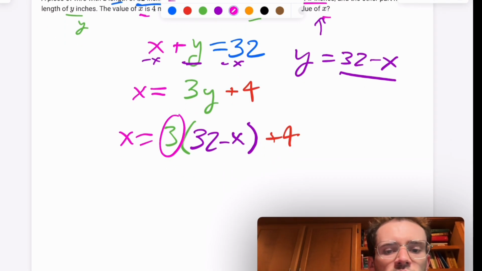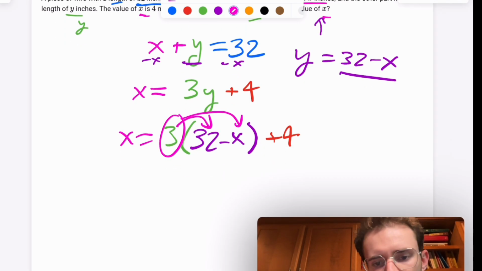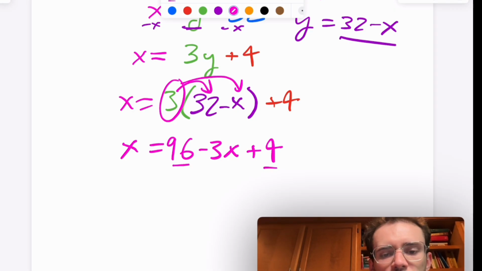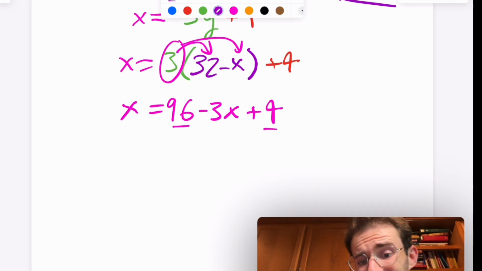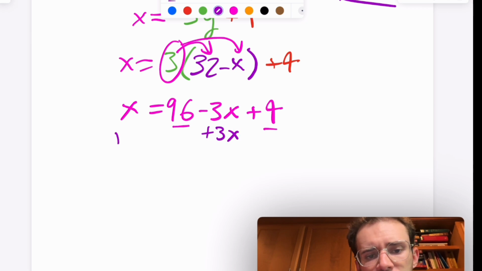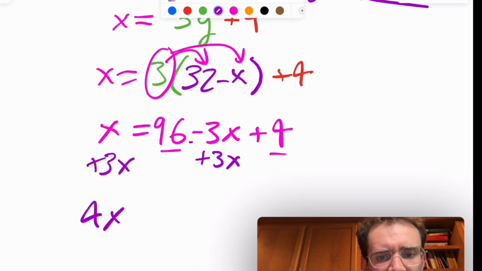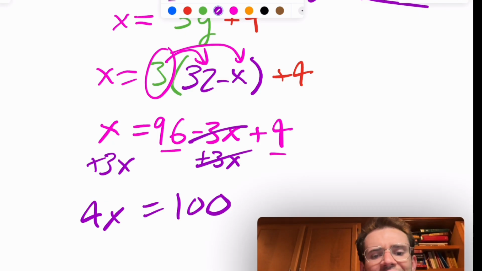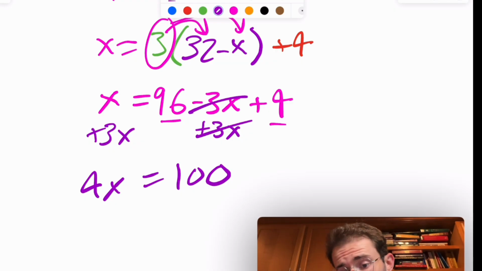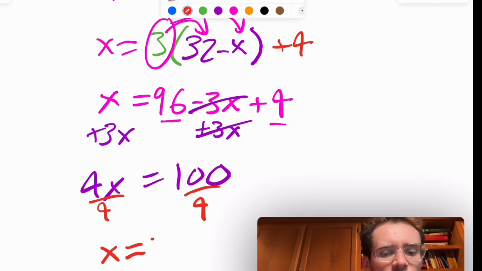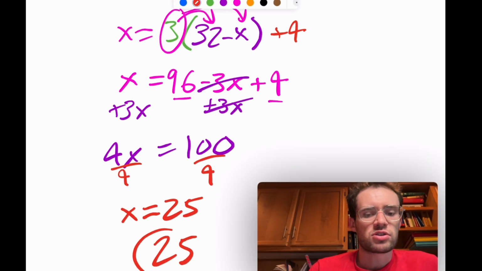So now if I distribute this 3 to the 32 and to the negative x, it gives us 96 minus 3x plus 4 is equal to x. And now 96 plus 4 is 100. And I'm going to get all my x's on the left side. So I'll add 3x to both sides, like that. And x plus 3x is 4x, negative 3x plus 3x is 0. And then 96 plus 4 is 100. So 4 times x is 100. You can think what times 4 is 100 would be 25. Or just the opposite of times 4 is divide by 4, divide both sides by 4. We get that x equals 25. So 25 should be our answer.